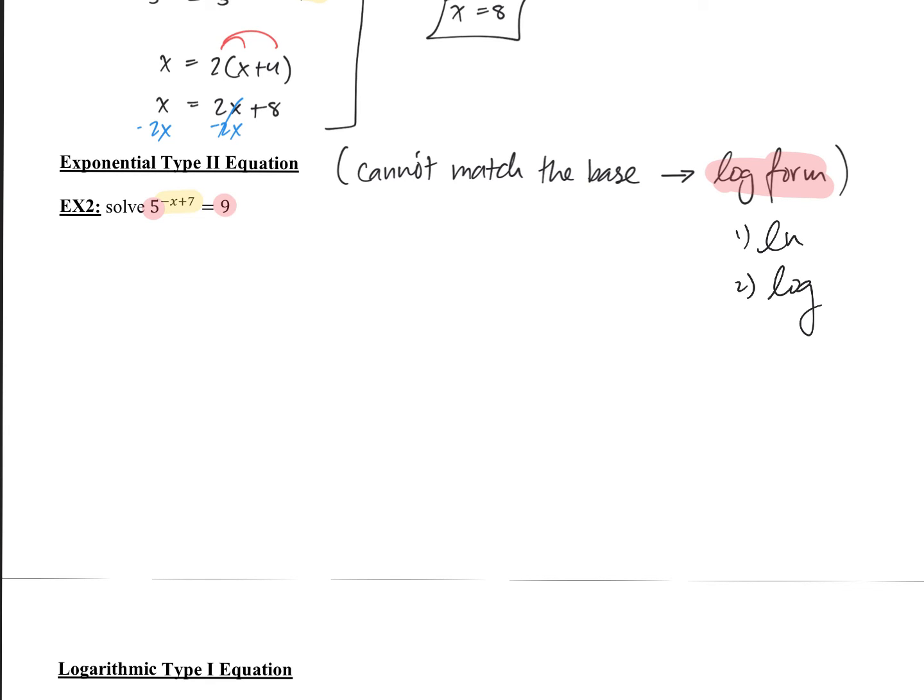Which one should you use? It doesn't matter. Unless for some reason you see an e in this problem or you see a 10. If you see a 10, I would use base 10 because they can cancel. And if you see an e, I would use natural log. I don't see either one, so I'm just going to choose natural log because it's shorter and easier to write. Great reasons. Okay, so let's go ahead and log both sides. Natural log of 5 to the negative x plus 7 equals natural log of 9.